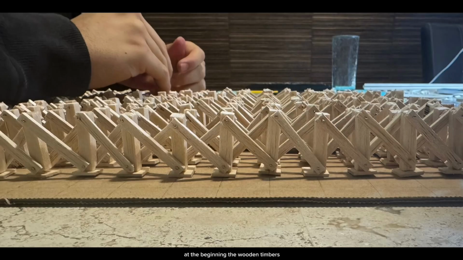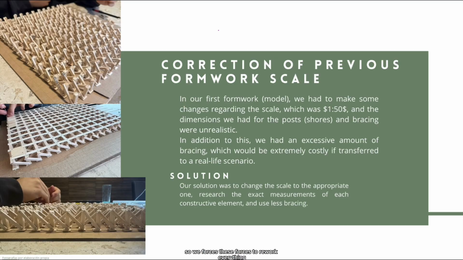One of the most important parts of the project was learning how to build the formwork, and this is where we faced our first mistakes. At the beginning, the wooden timbers, braces, and beams we used were out of scale, too thick and heavy. This forced us to rework everything, because the model wasn't accurately representing how the structure would behave in reality.